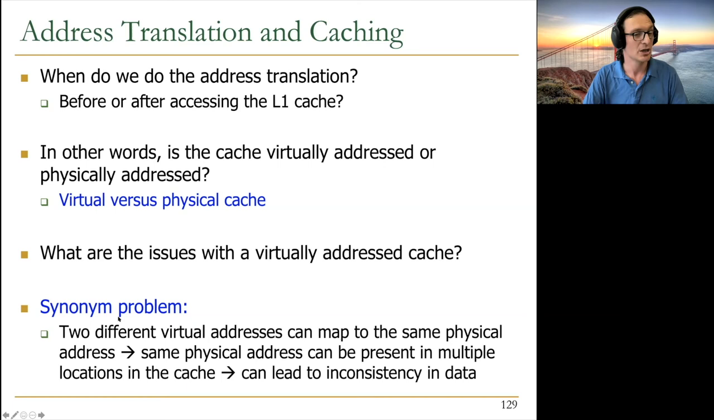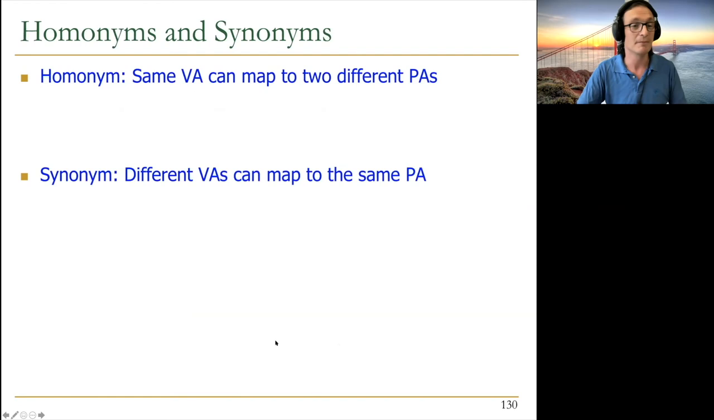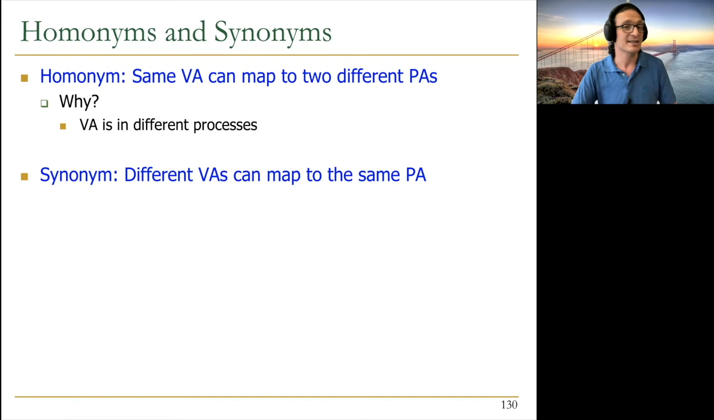There are other problems, actually. This is one problem. There's also a homonym problem, which is the fact that the same virtual address can map to two different physical addresses. Why does this happen? Because virtual addresses can be in different processes, right? Different processes each have their own virtual address space.